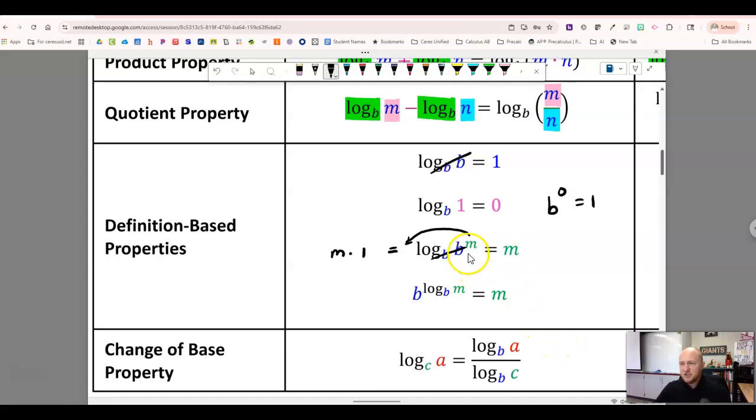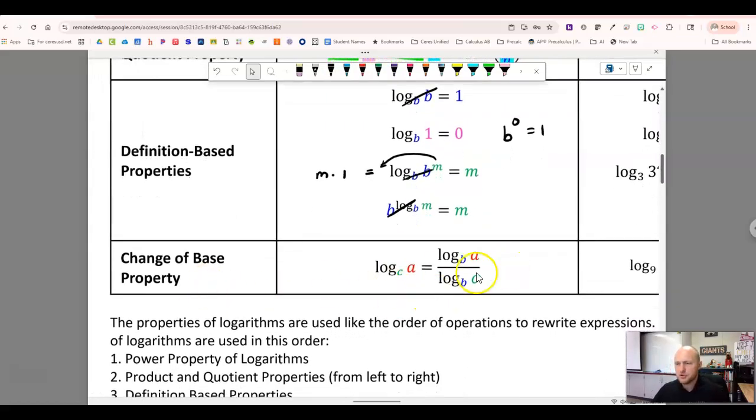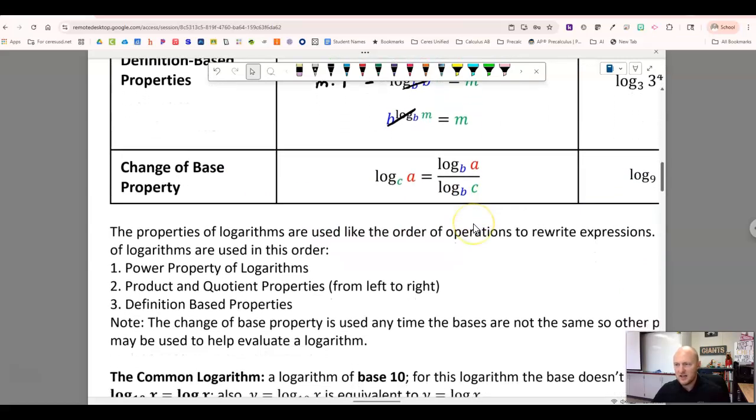And then this idea in reverse: if you have a base of log base b as an exponent, again, these will cancel. All right. And then we'll come back to the change of base property, but there's one last property.